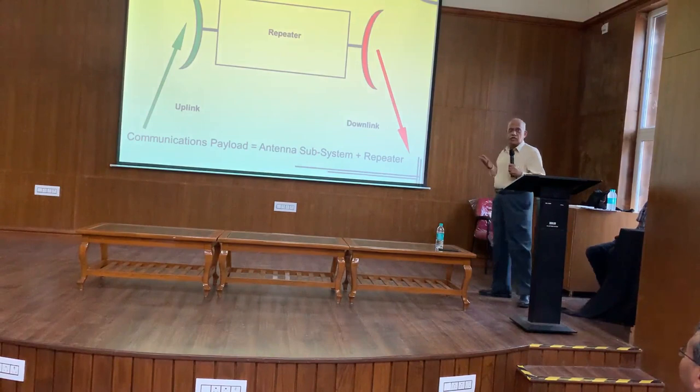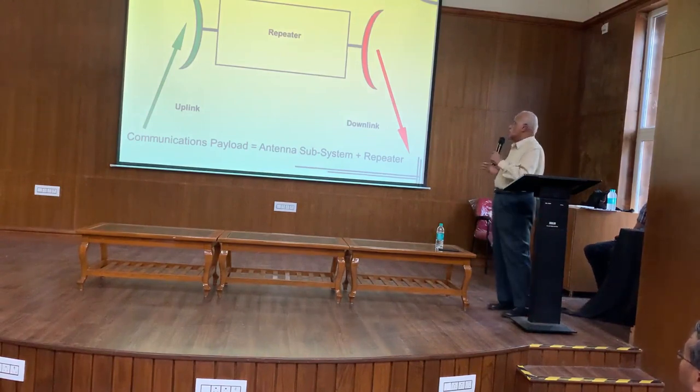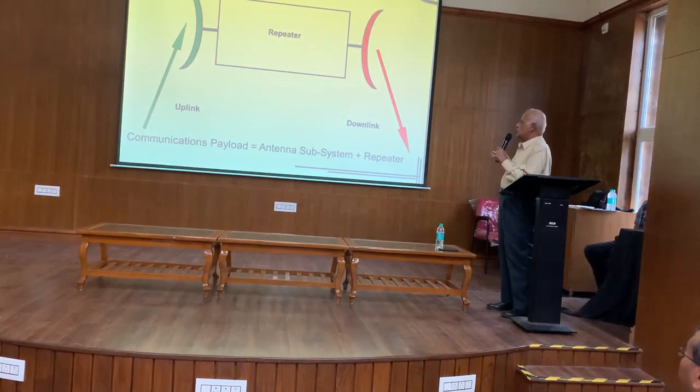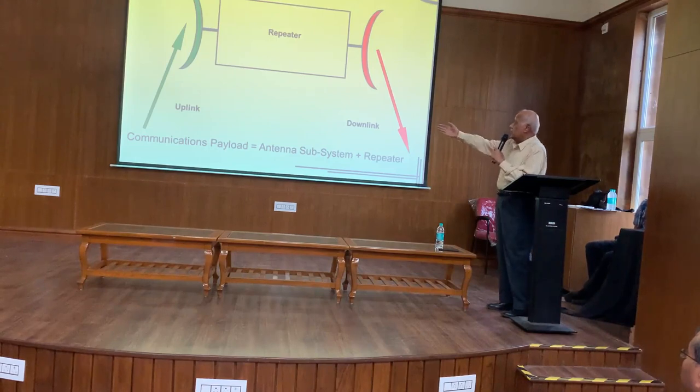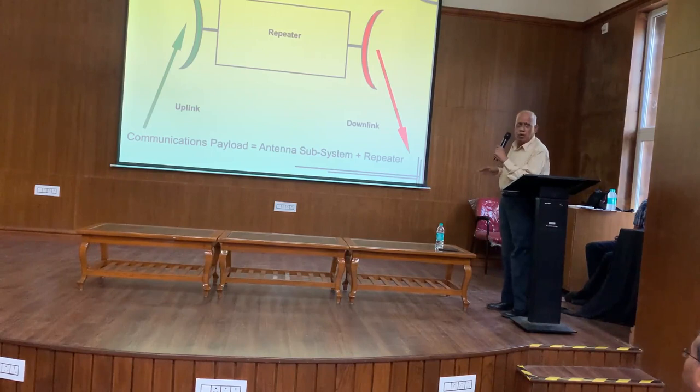On the satellite, what is there? On the satellite, you have a receive antenna to receive the uplink signal from the ground. You have the transmit antenna to transmit the signal to a downlink head station, which can be the same or a different station. In between, you have a big block, what is a repeater.